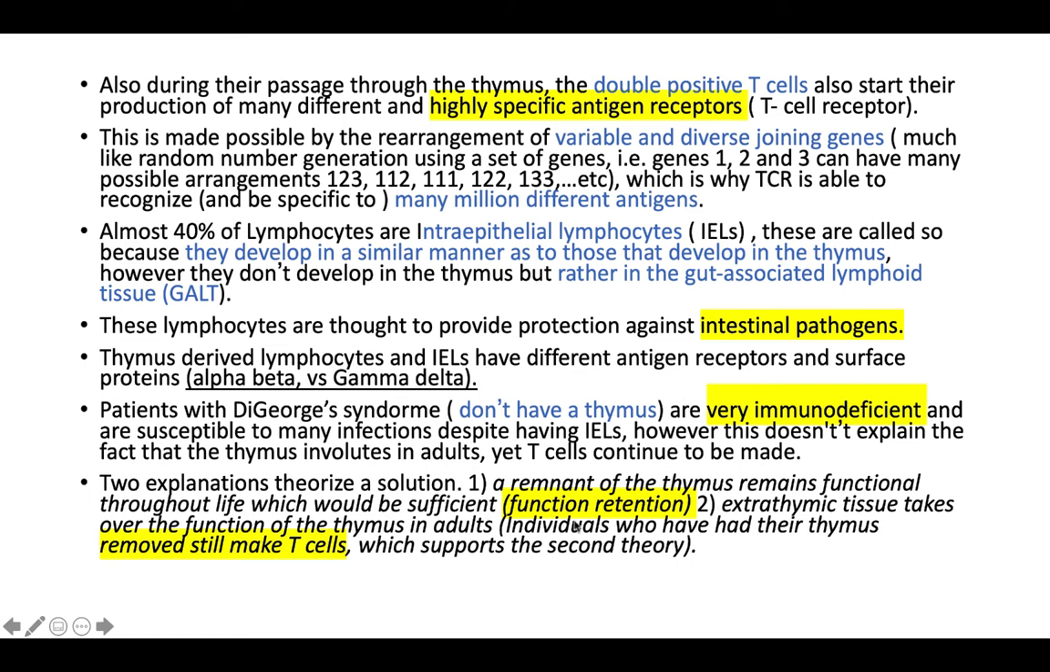So you have function retention. People say that even though it's small, it's enough for you, because when you are little and have a large thymus, you are meeting a lot of antigens. So you need a large thymus. Then, once you have been introduced to all the antigens, you don't need all those cells, so it involutes. That's another theory. Extra thymus tissue is the second theory, and the T cells may help in the maturation of other T cells.